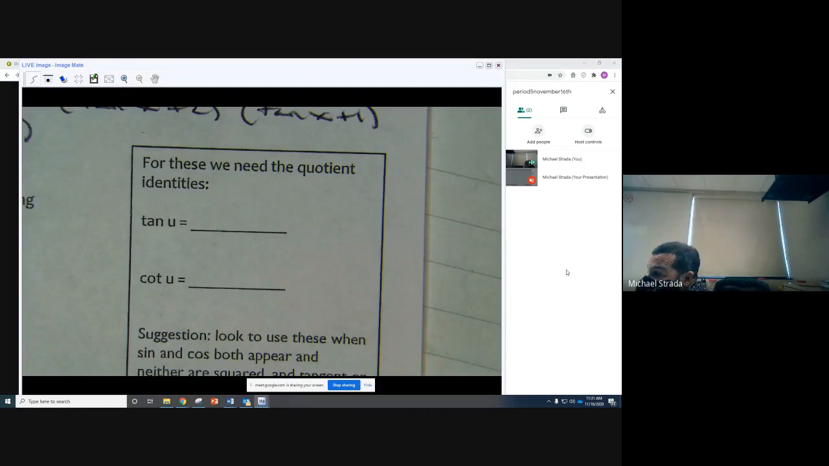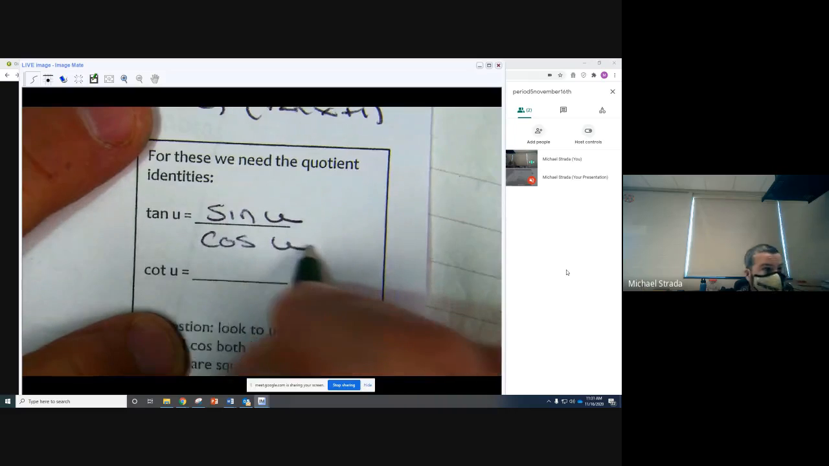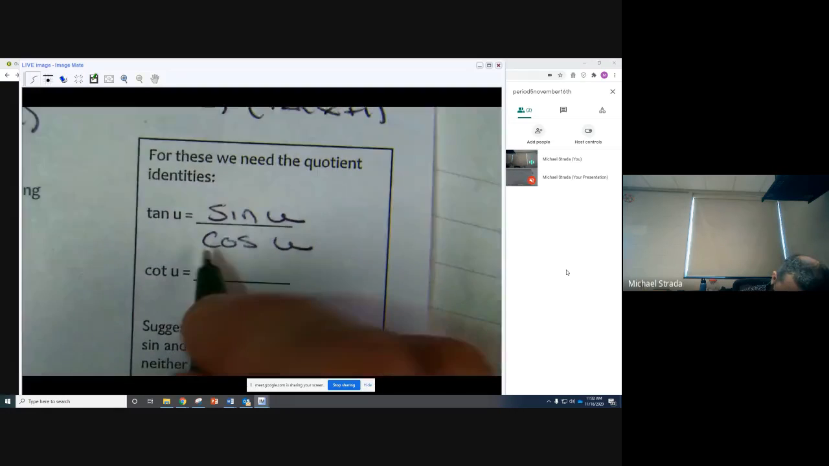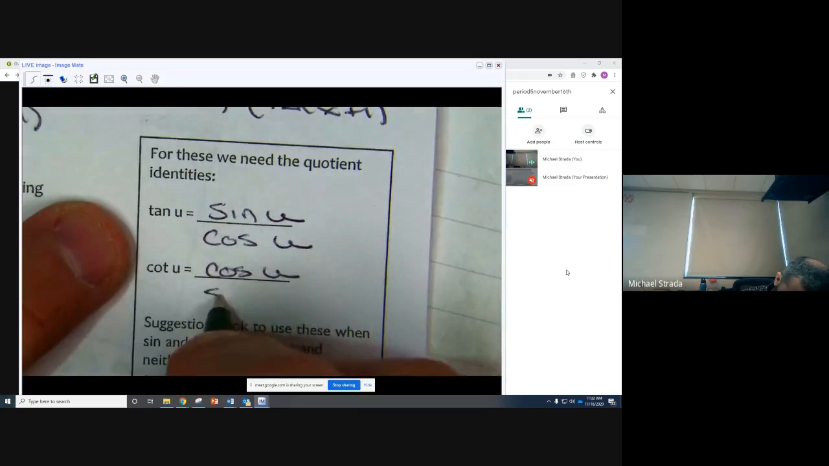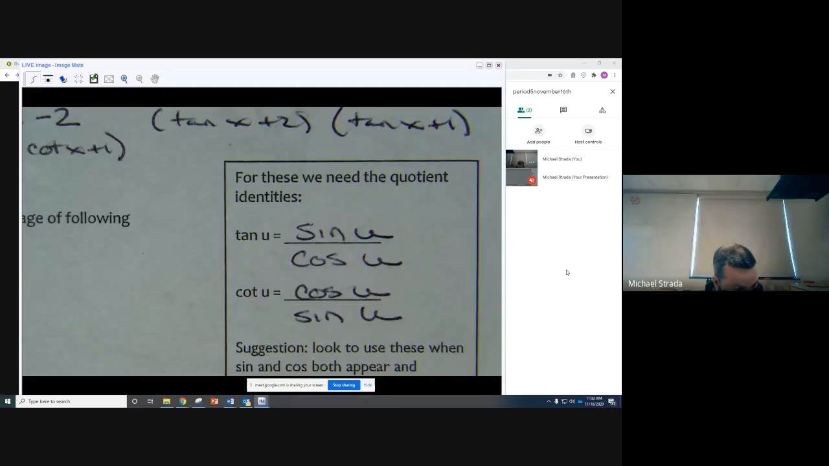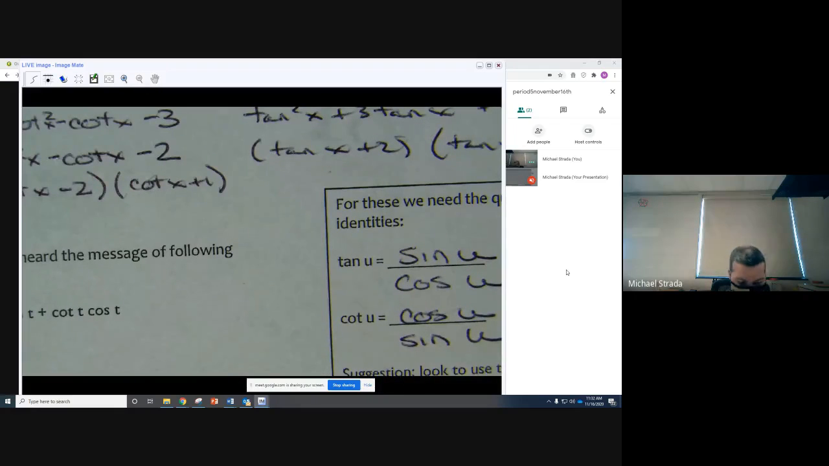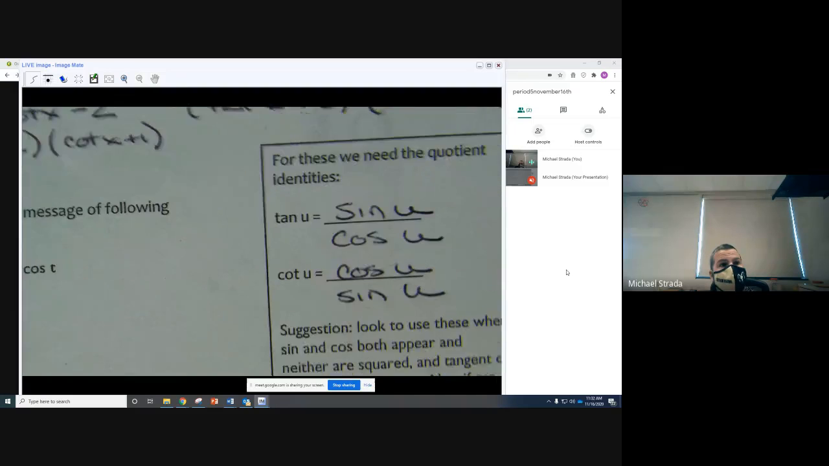So in other words, secant is the inverse of cosine, so I can always write it as 1 over cosine. Cosecant is the inverse of sine, so I can always write that as 1 over sine. Tangent, with the quotient identities, can be rewritten as sine u over cosine u. And then cotangent u is cosine u over sine u. Okay?